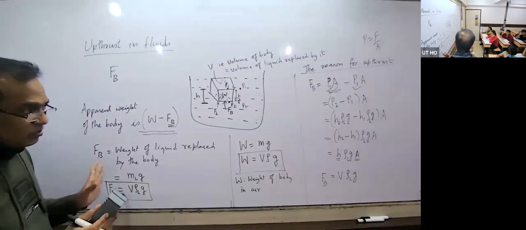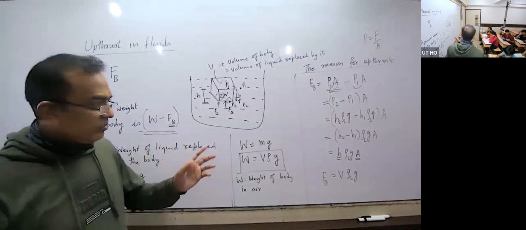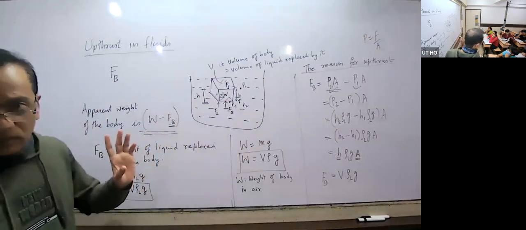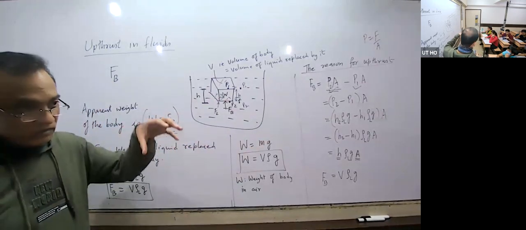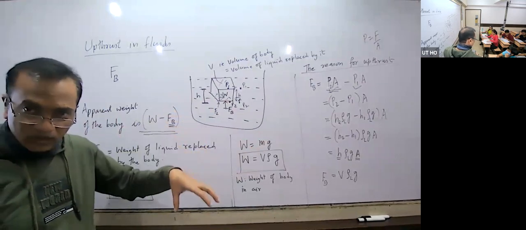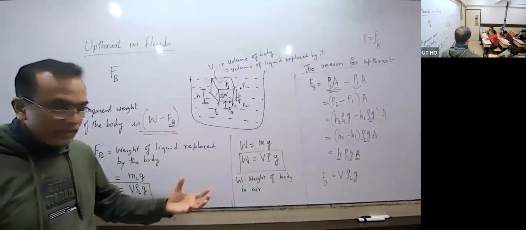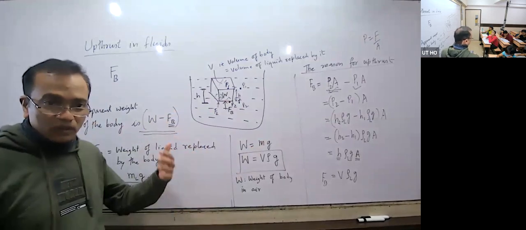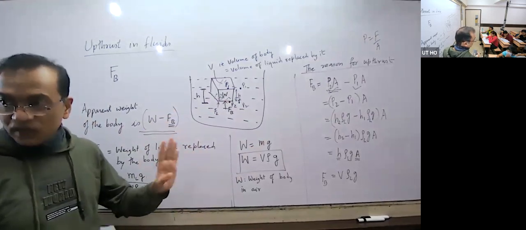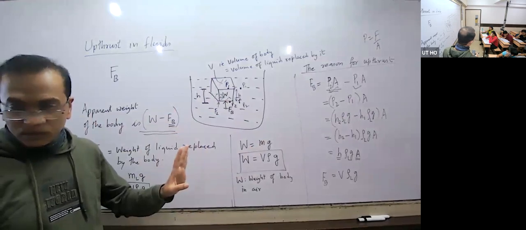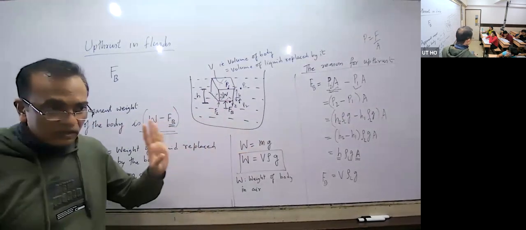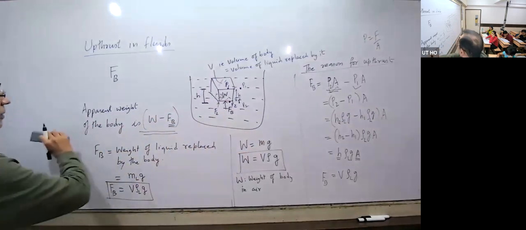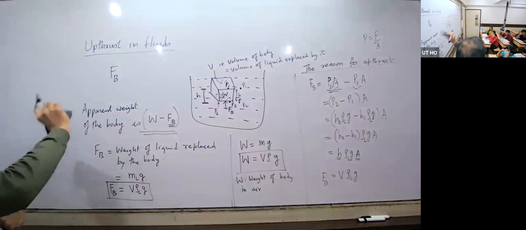So Archimedes' principle is nothing but, we will write all this in English. Whenever a body is submerged in liquid, it experiences upthrust on it, which is equal to the weight of liquid replaced by it. That's it. That is Archimedes' principle. This whole thing we are writing in English statement. Okay. Shall I erase it?